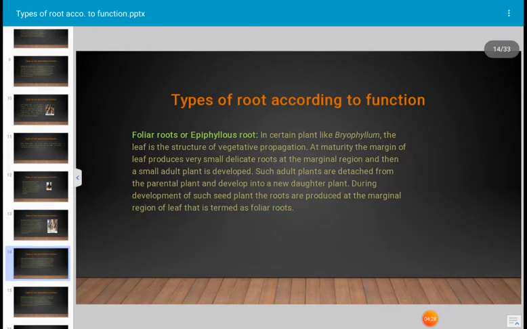Next, foliar roots or epiphyllous root. In certain plant like Bryophyllum, it is a medicinal plant, the leaf is a structure of vegetative propagation. At maturity, the margin of leaf produces very small, delicate roots at the marginal region, and then a small plant is developed on that, and such plants are detached from the parental plant and develop into a new daughter plant. During development of such plant, the roots produced at the marginal region of leaf are termed as foliar root.